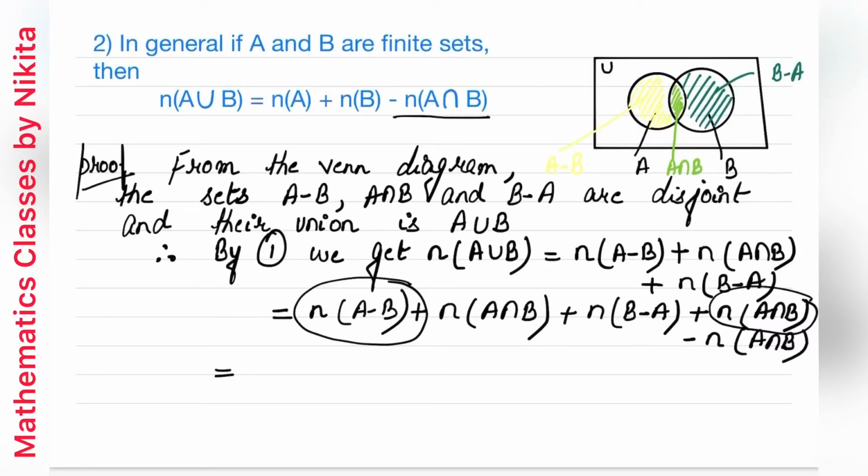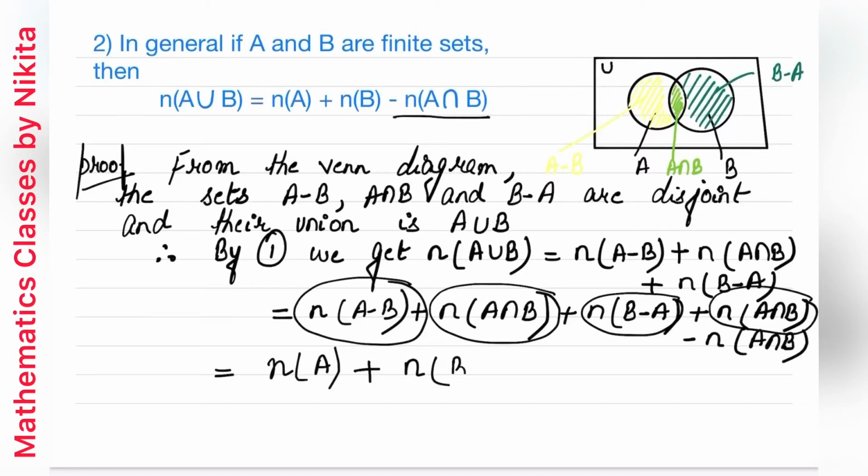What I am doing is I am adding the number of elements in A minus B and the number of elements in A intersection B. So you will get the number of elements in A. So from these two I will get the number of elements in A. Similarly, I will take the number of elements in B minus A and the number of elements in A intersection B again. So I will get the number of elements in B and I am left with minus the number of elements in A intersection B. So hence proved.